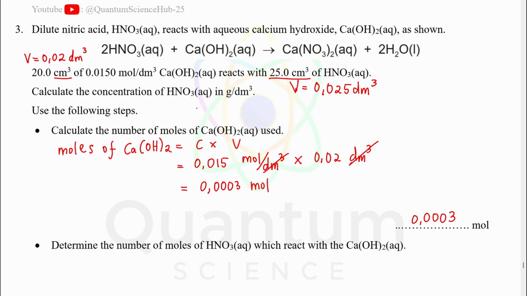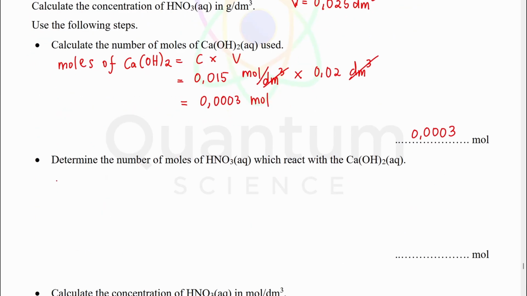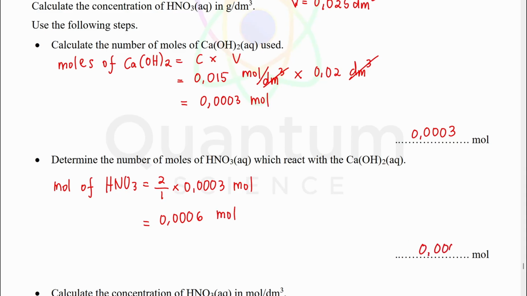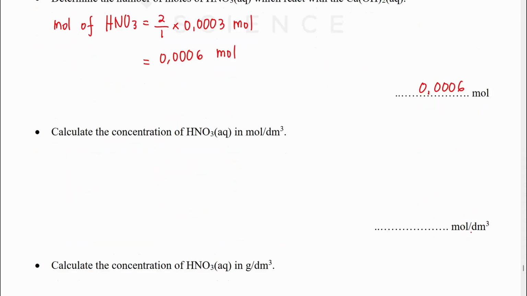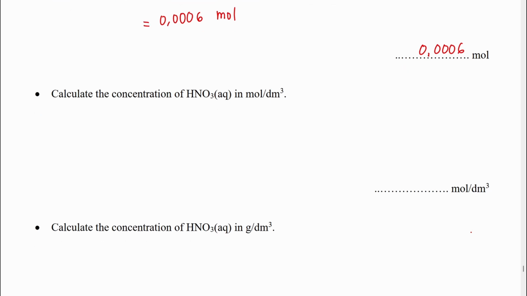So we know the mole of Ca(OH)2 in here. So this is the reference. And what is the mole of HNO3? Remember, we can use the concept of jumping mole. So we want to find the number of moles of HNO3, right? So mole of HNO3 equals 2 out of 1 times 0.0003 mole, which equals 0.0006 mole. So the answer here is 0.0006. Next, calculate the concentration of HNO3 in mol/dm³.